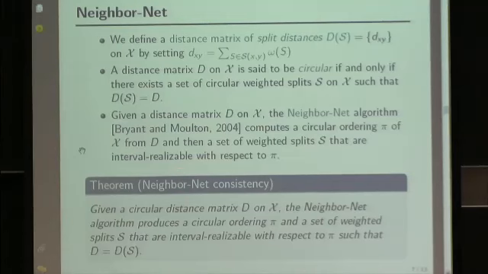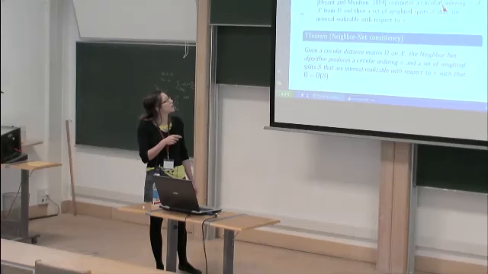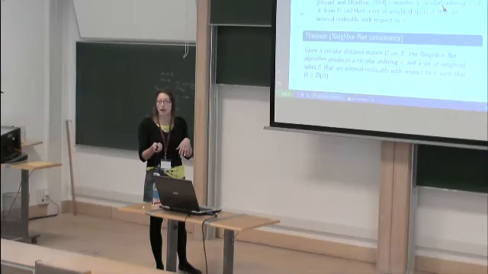So, from a set of splits, we can get a distance. How? We can just take two taxa from our taxon set and see the split that separates the taxa, and add up the weight of this separating split. And then we say that the distance matrix is circular if and only if we can find a circular weighted split system from which we get our input distance matrix.